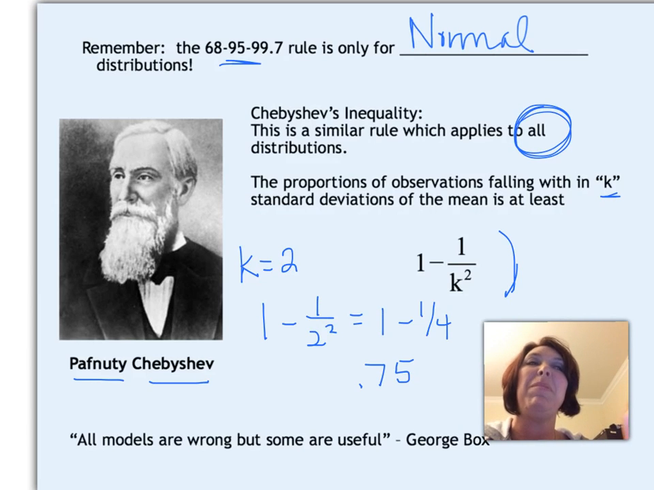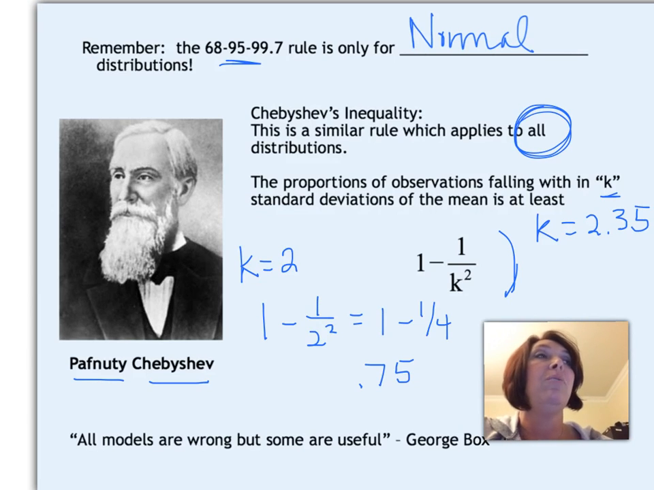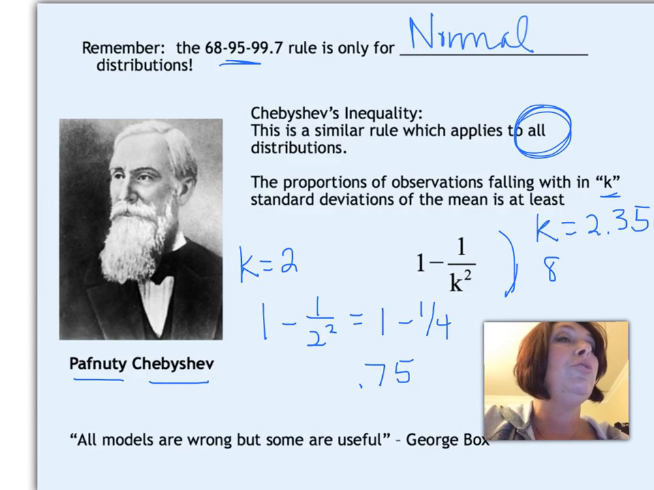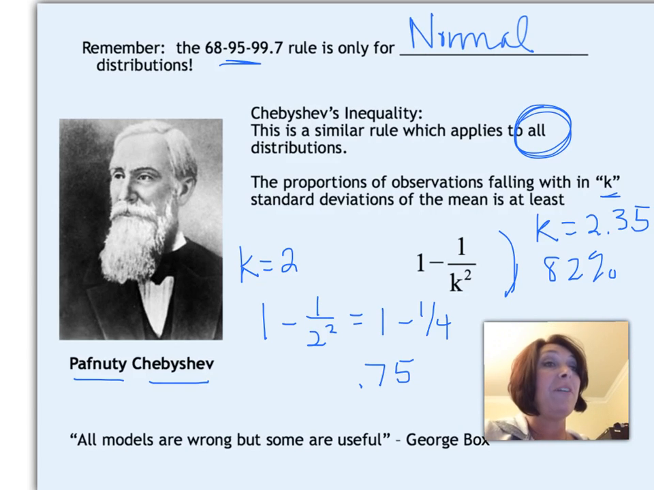So it's nice because we can be very specific. I could say that K was 2.35. And so I would just do 2.35 and I would square it, and I get 5.52. So I take 1 divided by 5.52, and then 1 minus that. So this would be that 82% of the data would fall between 2.35 and negative 2.35. So it's kind of a handy little thing. But remember, as George Box says, all models are wrong. Some are useful.